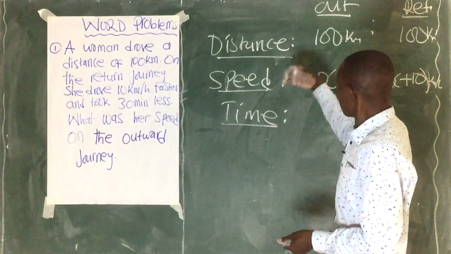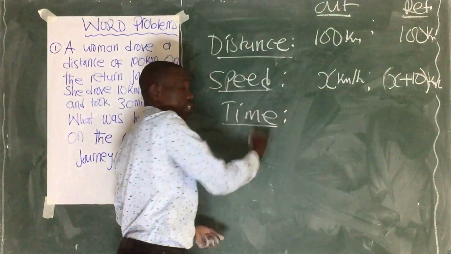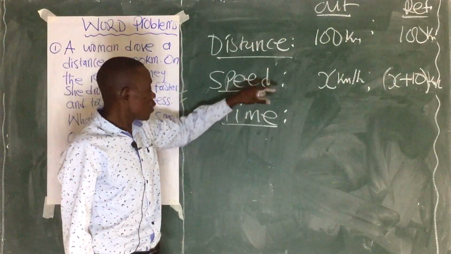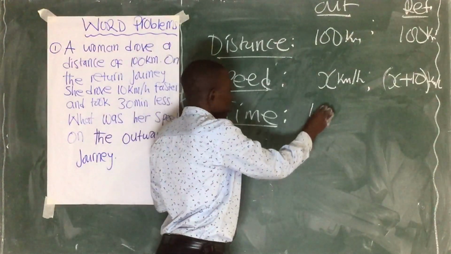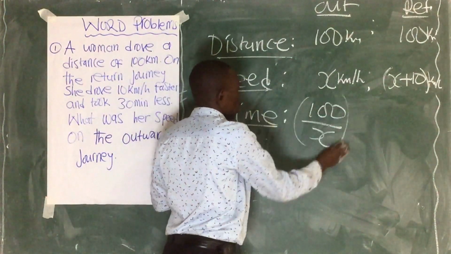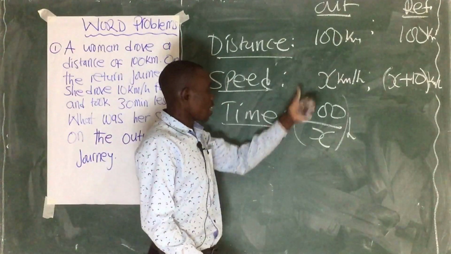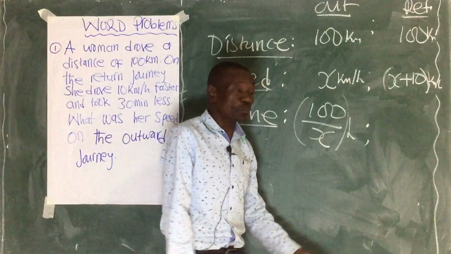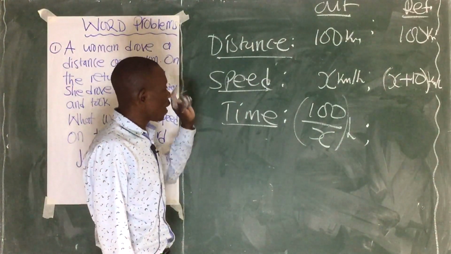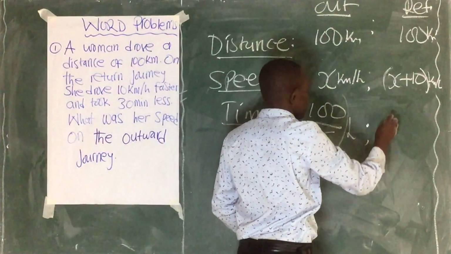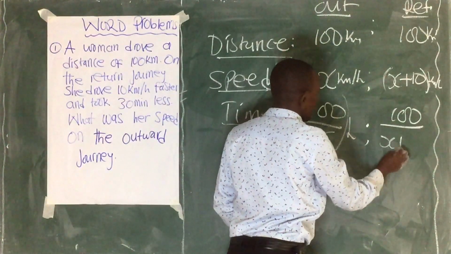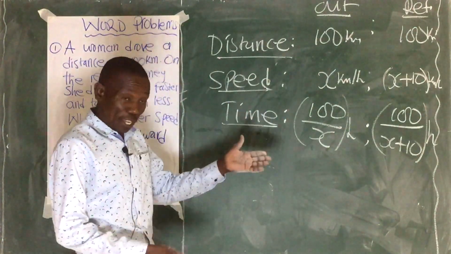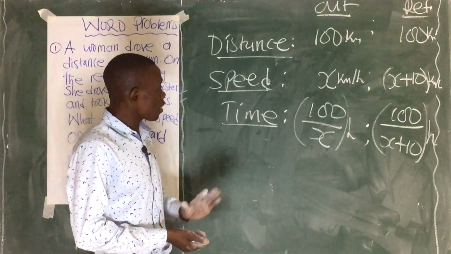How can we find those times? We know for sure that once we know the distance and speed, we can find the time by dividing distance by speed. So the time will be 100 divided by x hours. You see that? Distance over speed. In the same way, when she was returning, the expression representing the time taken should be the distance, which is 100, divided by x plus 10. So this is the expression representing the time when coming back.